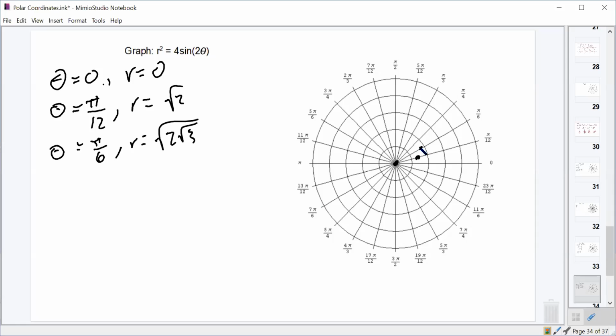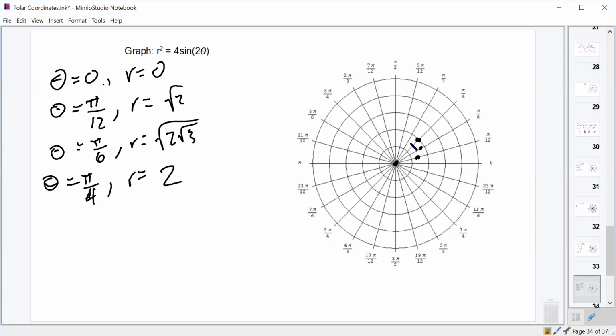1.86. Perfect. Thanks, Nick. All right, and then at pi over 4, what's r going to be? Pi over 4 is going to become pi over 2. Sine of pi over 2 is 1, right? So with square roots, we're going to end up with r equals 2.